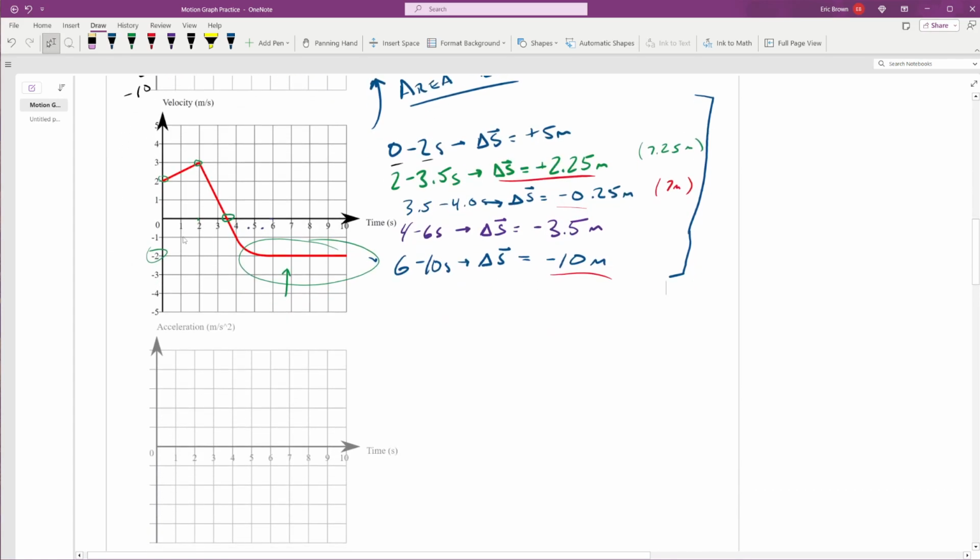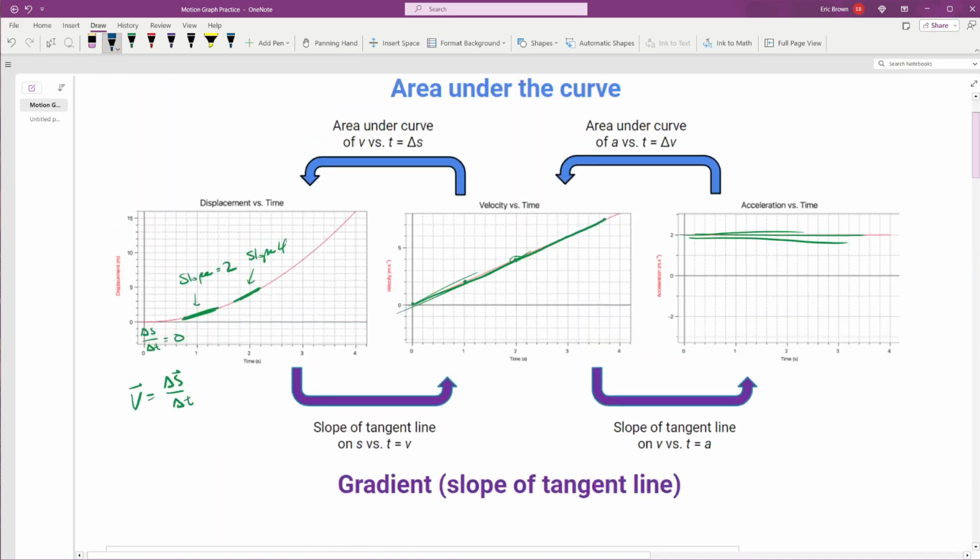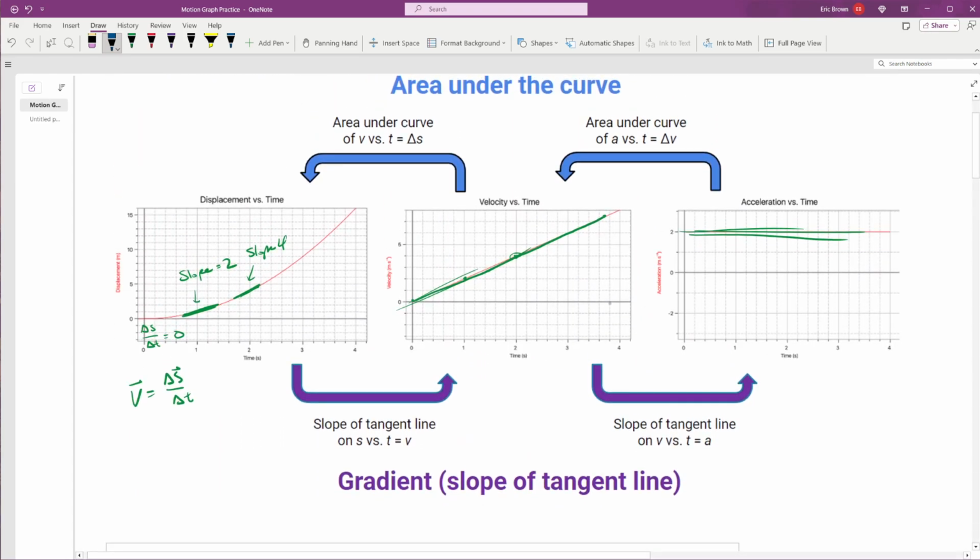Let's try acceleration, which you may agree or disagree, but I find this is a lot easier going from doing the slope stuff. Doing the slope stuff is usually easier than doing the area stuff. Think about my rules: if I've got velocity versus time and I need acceleration, I know acceleration is the slope of a tangent line on a v versus t graph. Slope of a tangent line will take me from velocity to acceleration.